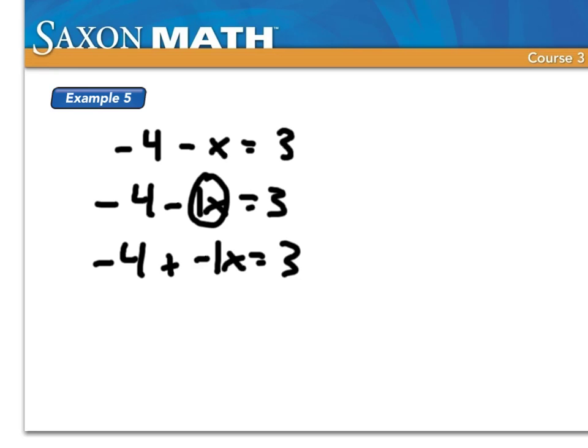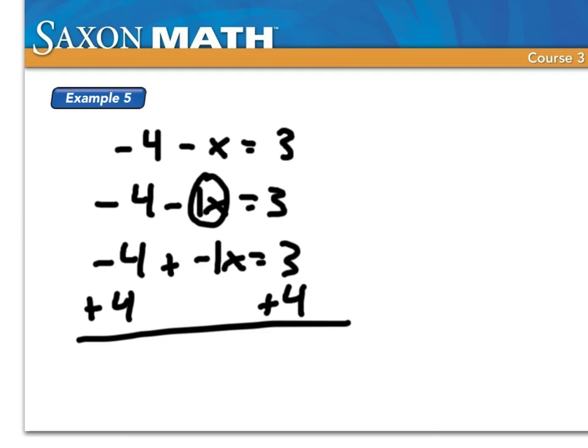Now I need to get the x term all by itself. Well, my x term is right here, negative 1 times x. So I've got to cancel out the 4 positive counters on both sides. The reason I knew I needed to get my x term all by itself right now is because I didn't have any distributing or like terms to worry about. So now I've got negative 1x equals, and 3 plus 4 is 7.